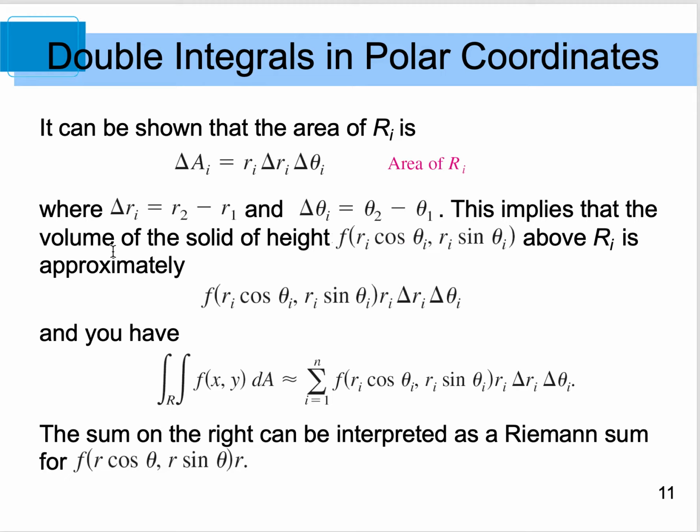So I can show this in a couple of different ways. I can say that my area is going to be r sub i times the change in r sub i and the change in theta, where the change in r sub i is r2 minus r1, should look familiar, b minus c, and theta 2 minus theta 1. So I have two ratios that are happening here that I'm subtracting. This implies that the volume of this solid would be found by the following equation.